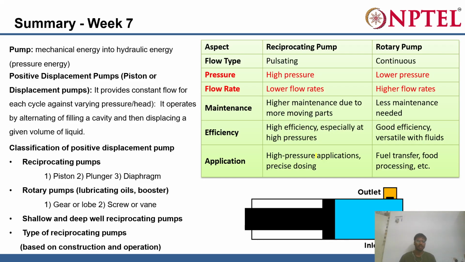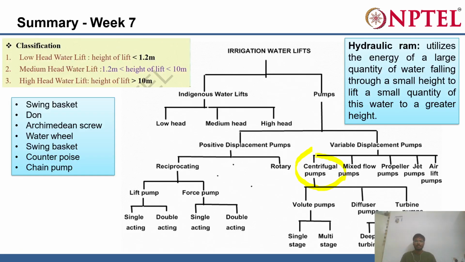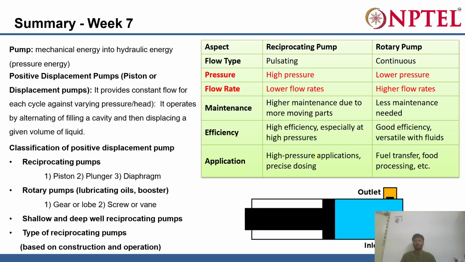And this again contained how you can differentiate a reciprocating pump and a rotary pump. So a reciprocating pump is just a part of the positive displacement pump, and a rotary pump is also part of this positive displacement pump. And each one of them has a different flow type, pressure, flow rate, maintenance aspect, efficiency, and application.